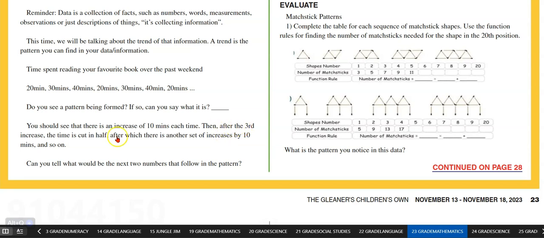Then after the third increase, the time is cut in half. So after the third increase, which is 40, it is cut in half. It goes back to 20. After which there's another set of increases by 10 minutes and so on. So we start with 20, add on 10, 30, add on 10, 40. After the third, we cut that in half and start the whole thing all over again.